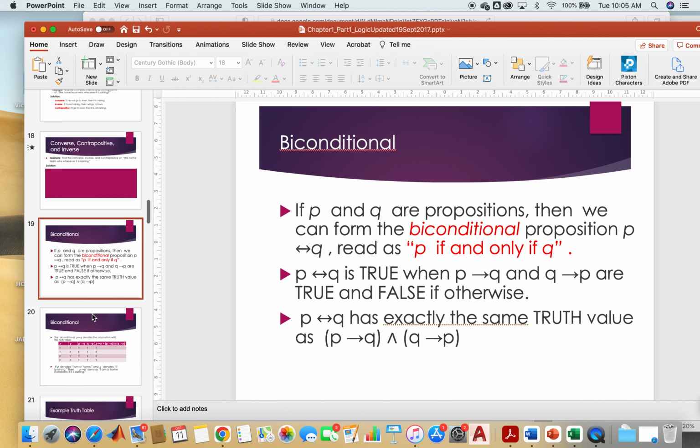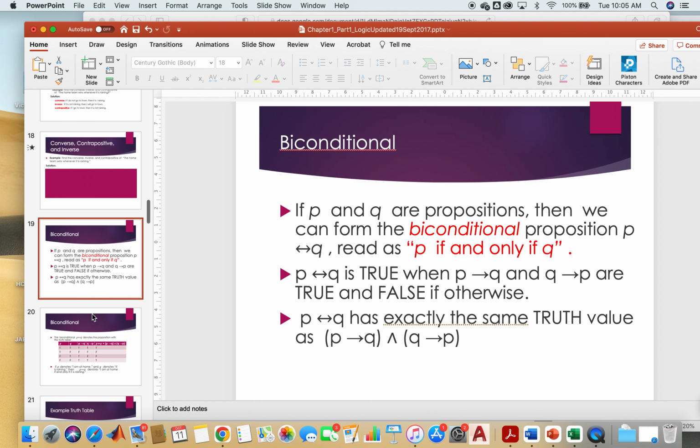For this case, the if P then Q, the P we call the premise, and the Q is the consequence or conclusion.